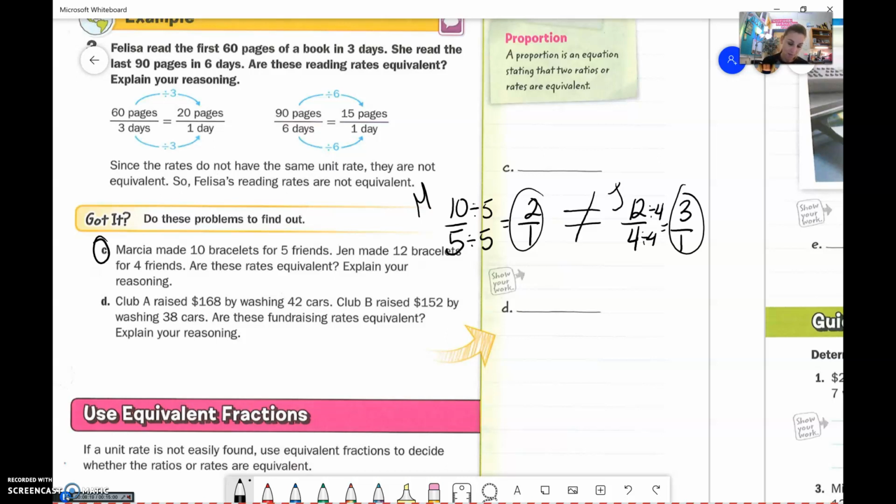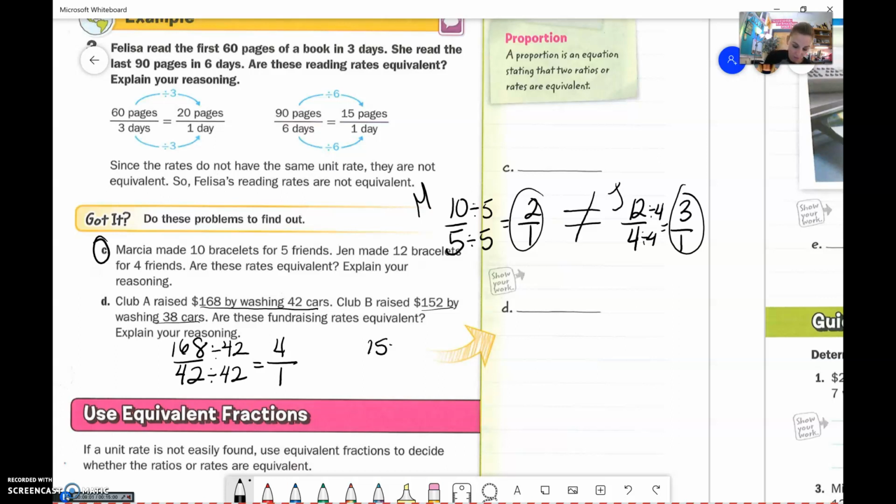The next one: Club A raised $168 by washing 42 cars. Club B raised $152 by washing 38 cars. Are these fundraisers equivalent? Explain your reasoning. So 168 over 42. I'm going to try to make it a little bit easier, and we're going to divide each of these by 42, which is going to give me 4 over 1. Again, you might want to do the division on the side, but for the sake of getting through the lesson.